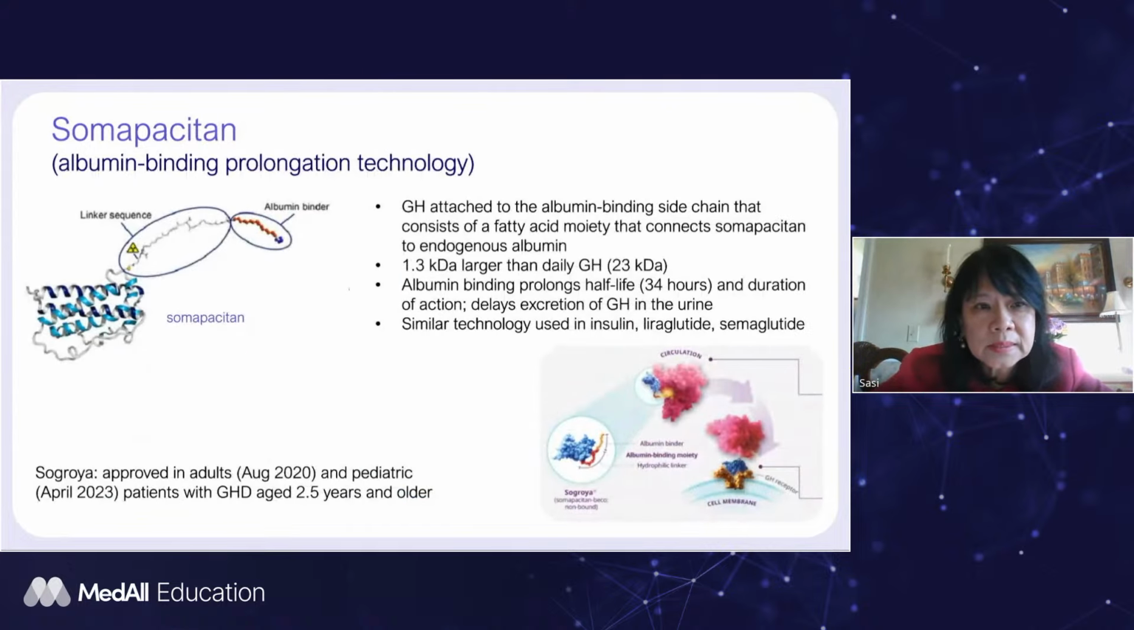And the second one is somapacitan. This one is done by binding to endogenous albumin, with a linker attached to the growth hormone. The size of this growth hormone is slightly larger than the daily growth hormone, being 23 instead of 22 kilodaltons for the daily growth hormone. So this albumin binding prolongs half-life and duration of action. This is the same technology as the long-acting insulin or semaglutide.